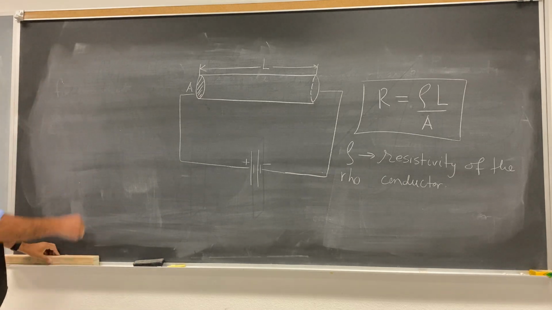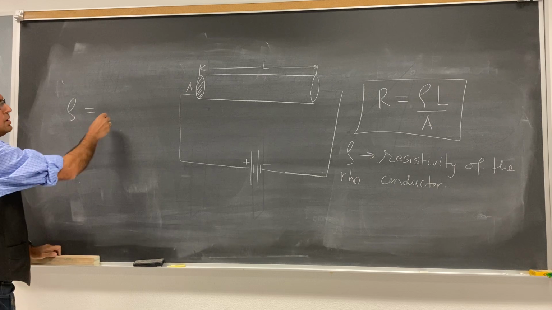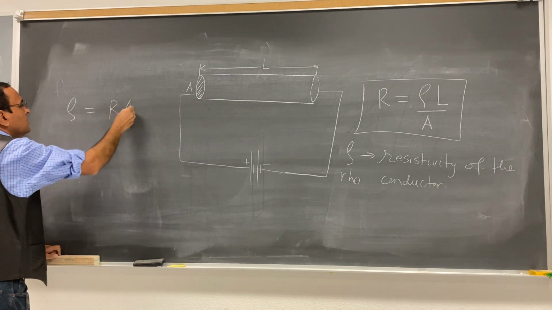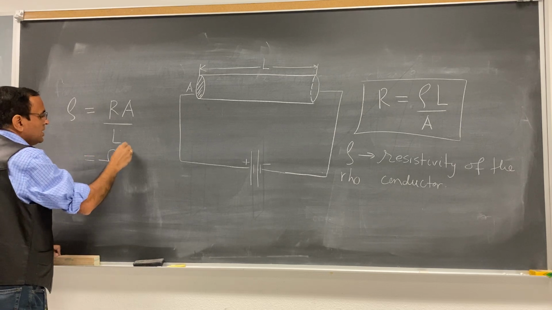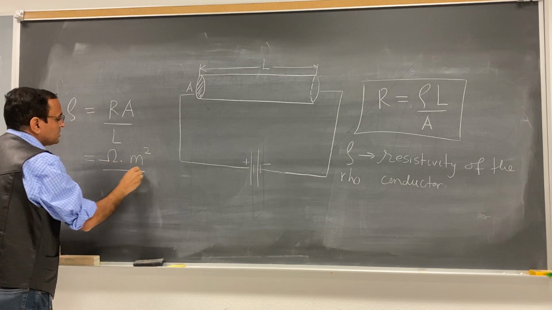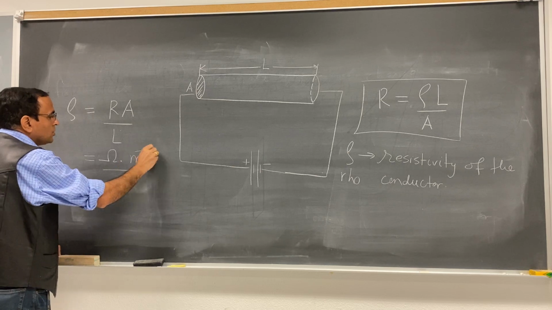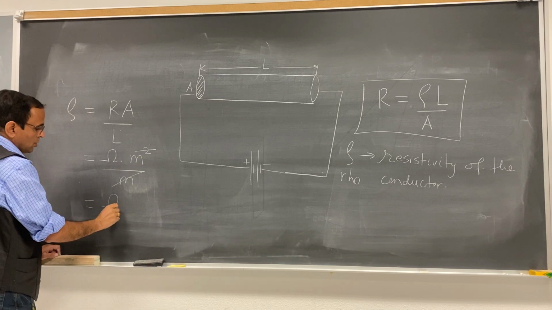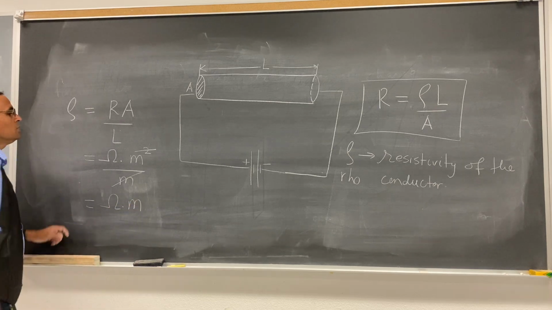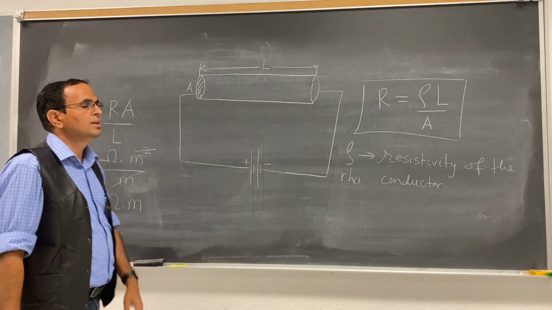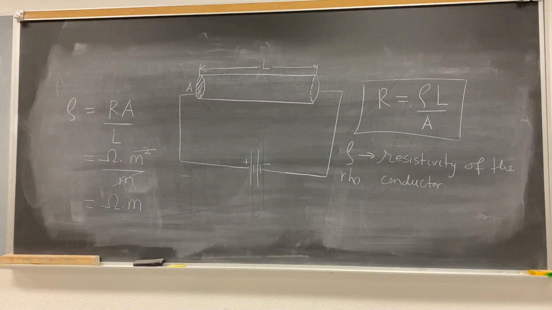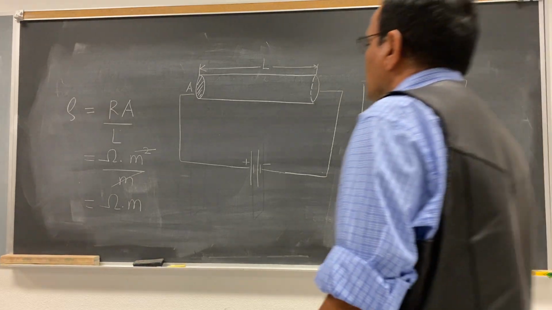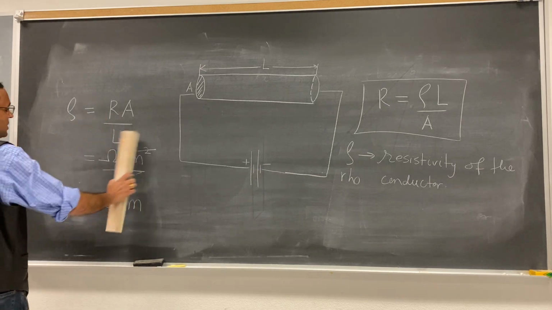So what is the unit of resistivity then? Look, resistivity rho is equal to R times A divided by L. R is in ohms, area is meter squared, length is meter. So the meter squared over meter gives simply ohm meter. Therefore, the unit of resistivity is ohm meter, but the unit of resistance is ohm only.